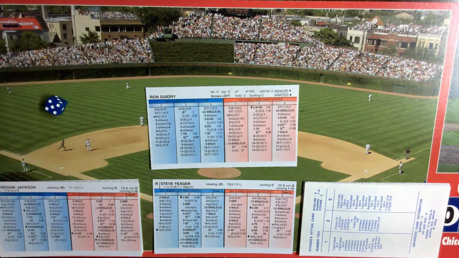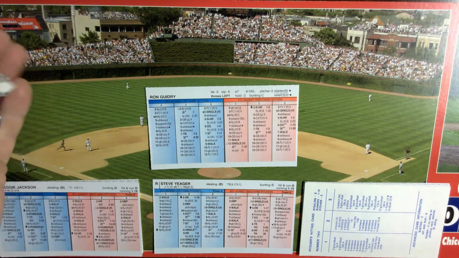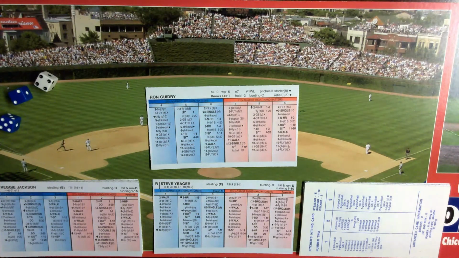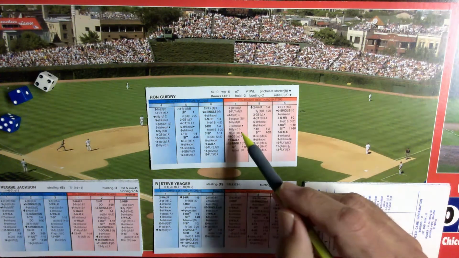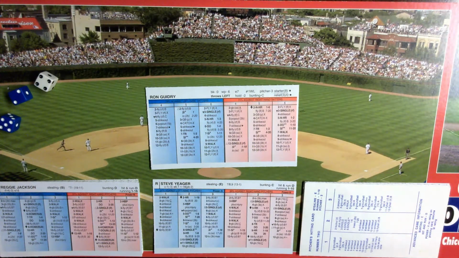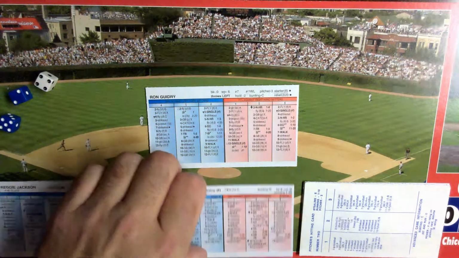Scores tied 1-1. And hitting catcher Steve Yeager's at the plate. Yeager is 2-11 so far in the series. It's a 4 and a 7. A 4 and a 7 against a right-handed batter is a strikeout. So first strikeout recorded for Guidry.